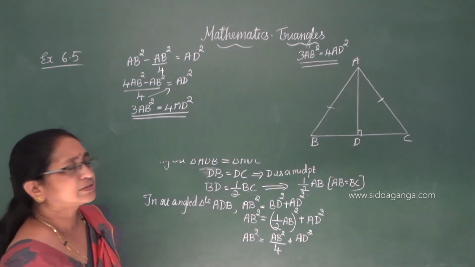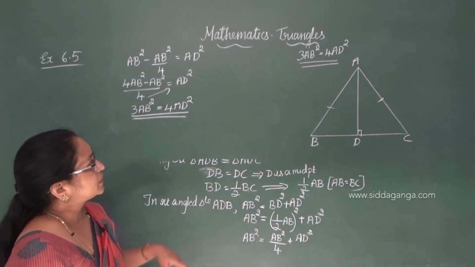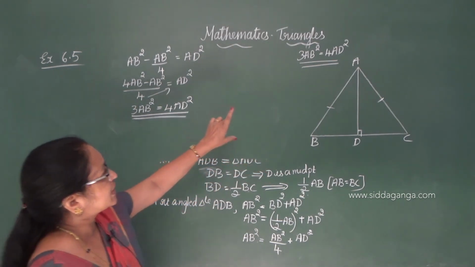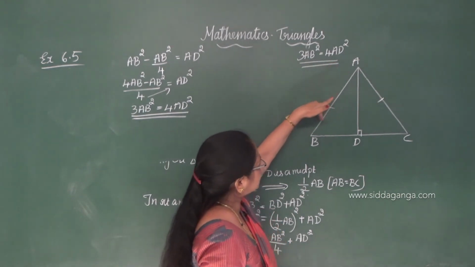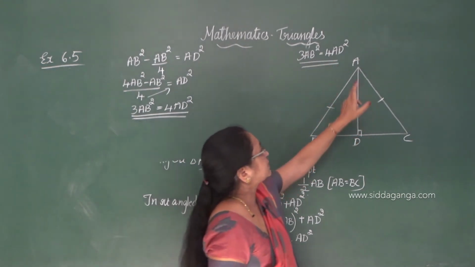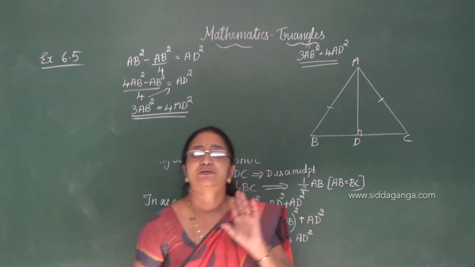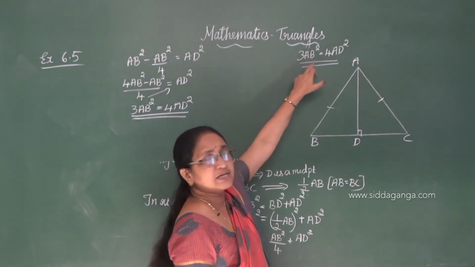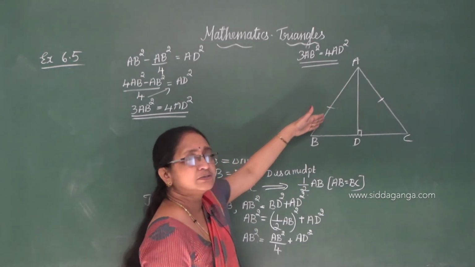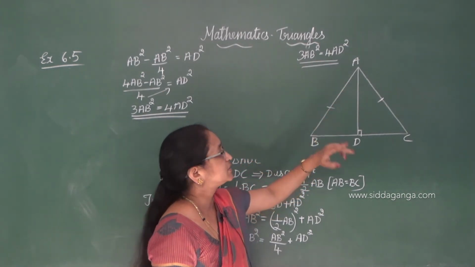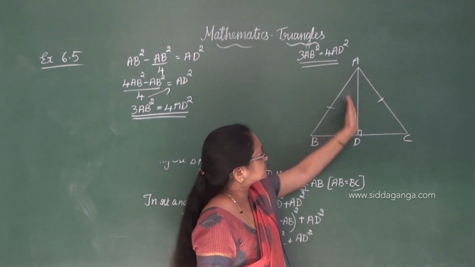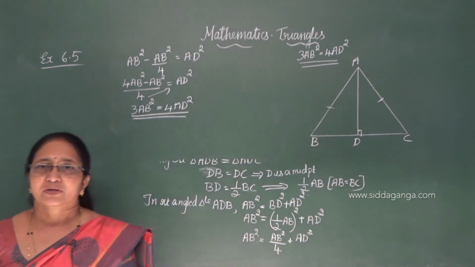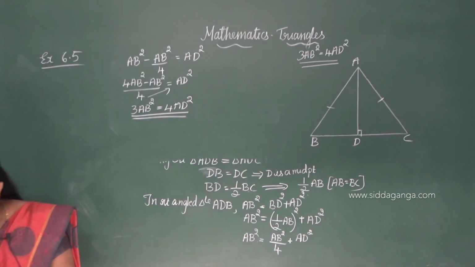That is nothing but the equilateral triangle. You have to prove that 3 times the square of one side of an equilateral triangle is equal to 4 times the square of one of its altitudes. Okay. So, we have proved that.